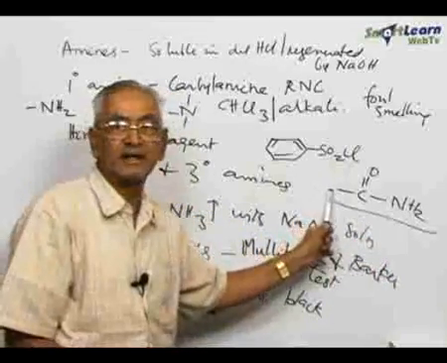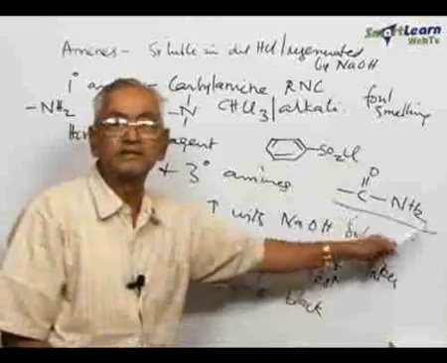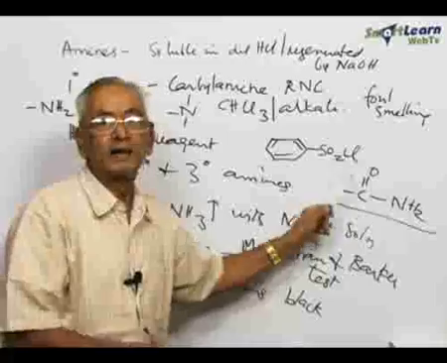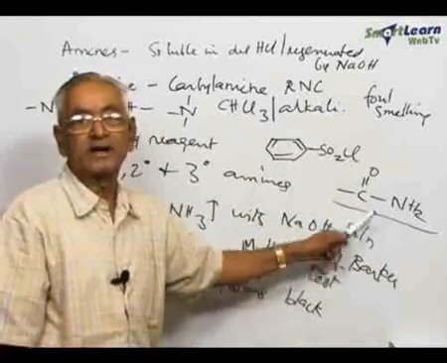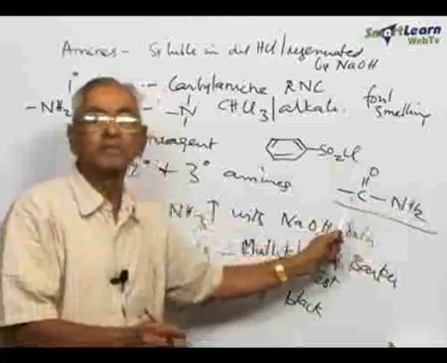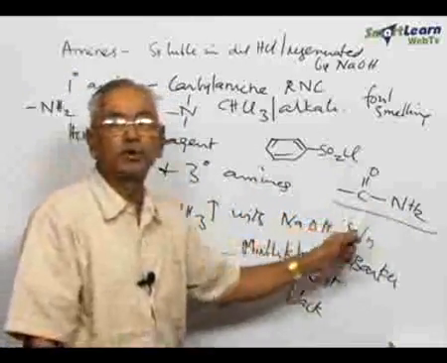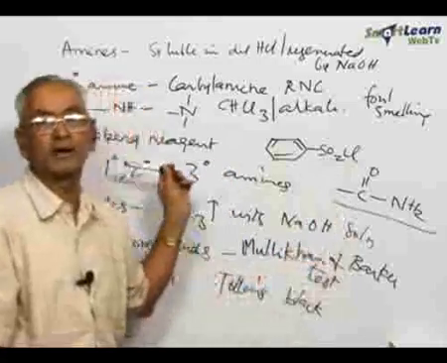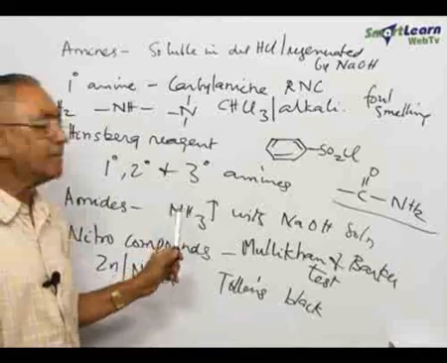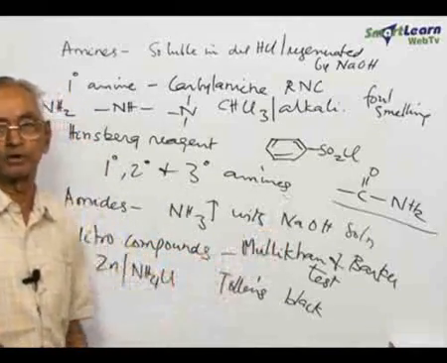Supposing CH3 is attached, it is known as acetamide. Supposing a benzene ring is attached, it is known as benzamide. So benzamide on boiling with this will give ammonia and the sodium salt of benzoic acid. Acetamide on treatment with sodium hydroxide will liberate ammonia, forming the sodium salt of acetic acid. So ammonia will be liberated and the sodium salt of the corresponding carboxylic acid will be produced in the case of primary amides. So primary amides will liberate ammonia on treatment with sodium hydroxide solution.